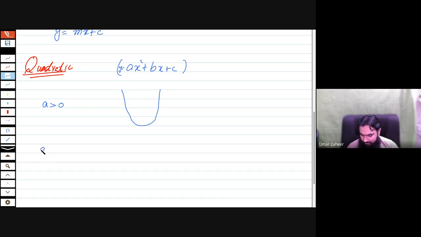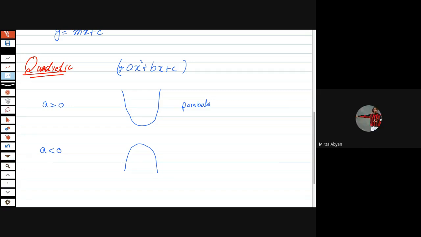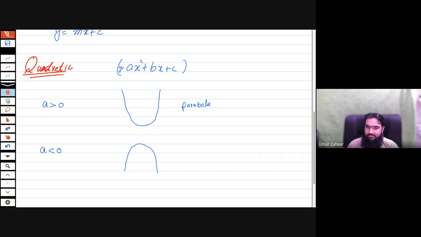And if the coefficient of x squared is lesser than 0, then the shape of the graph is going to be upside down. This graph has a specific name that is known as parabola. Yes, everyone, is it clear? Always remember, if you have any graph like 4x squared plus 3x plus 5, it doesn't matter what the values of b and c are. We just have to focus on the coefficient of x squared.